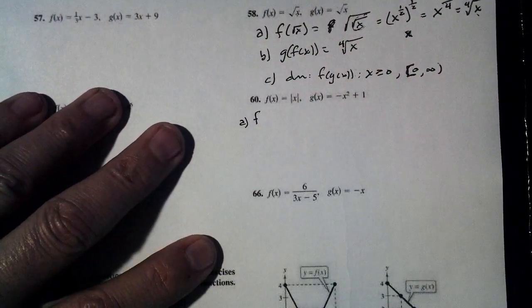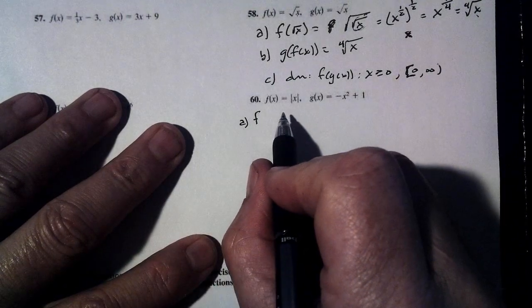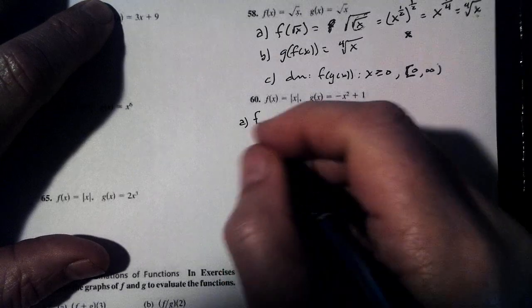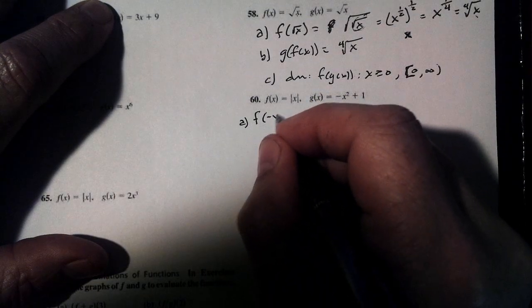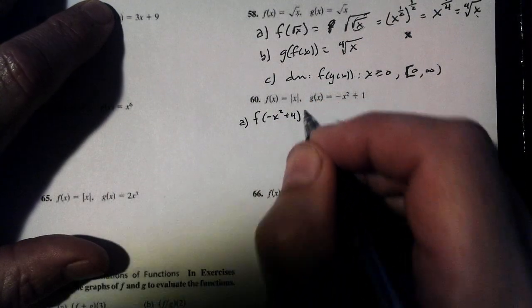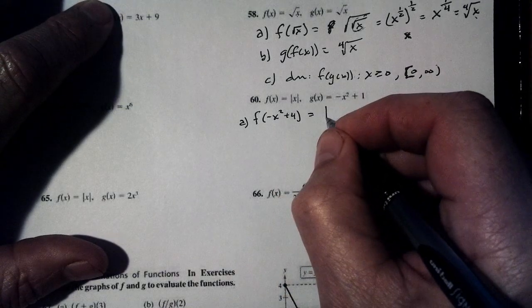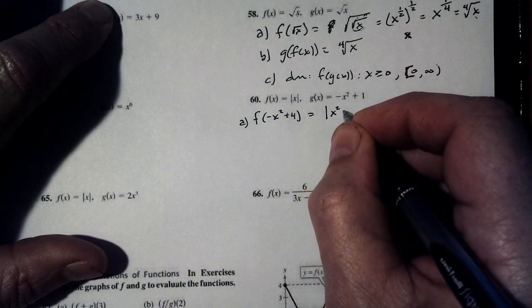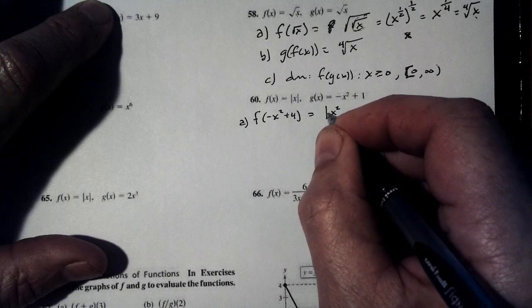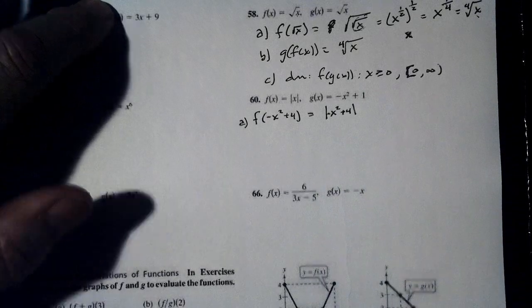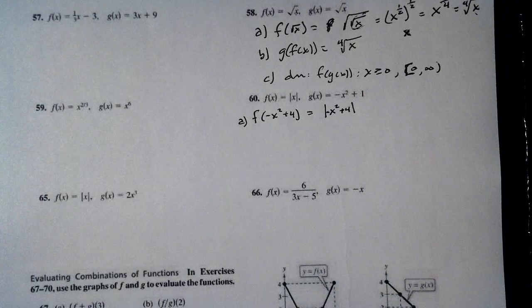A. Let's do this in the right order this time. F of g of x is f of negative x squared plus 4. And f is a factory that takes things and puts them inside of absolute values. And that is it.